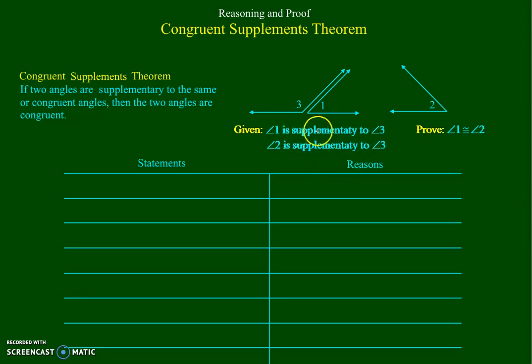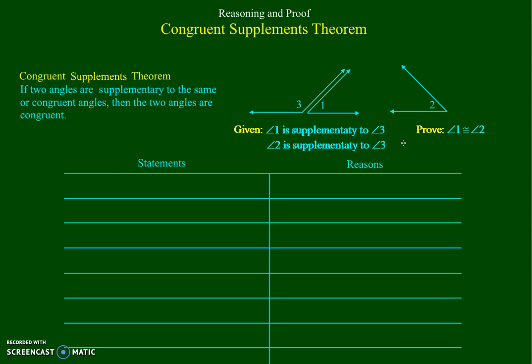But what I'm going to say is, because these angles are supplementary, by the definition of supplementary angles, angle 1 plus 3 is 180, angle 2 plus 3 is 180, and I should be able to merge these things together using a transitive property to get me angle 1 equals angle 2, and then I can convert those to congruence by the definition of congruent angles. So that's the general plan for my proof.